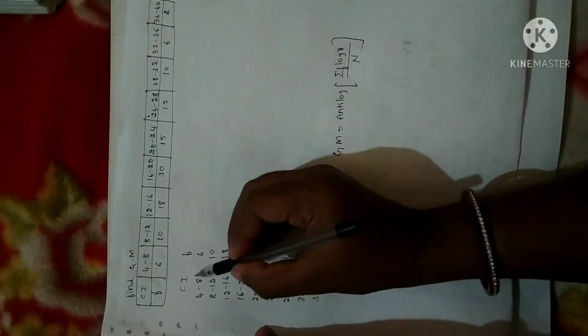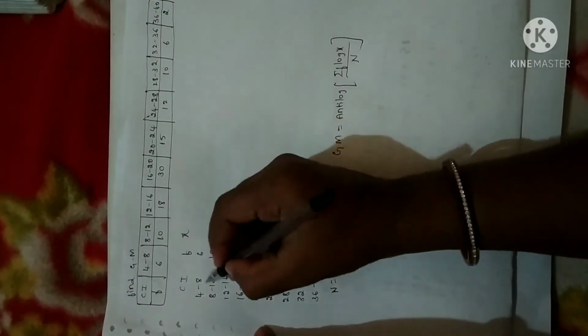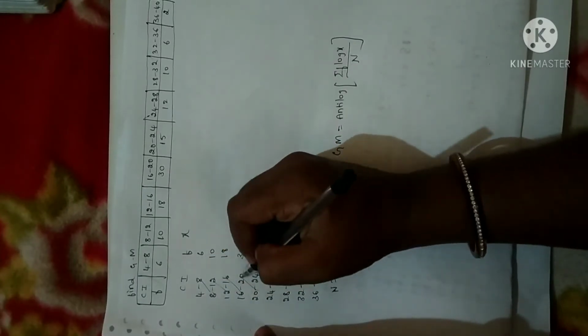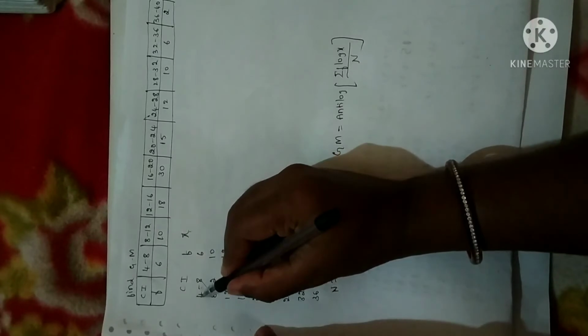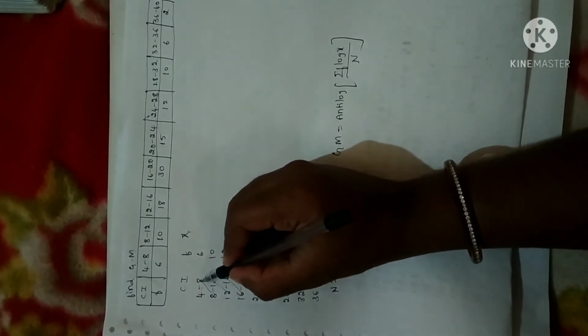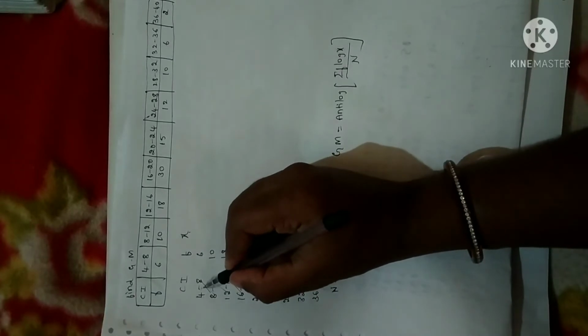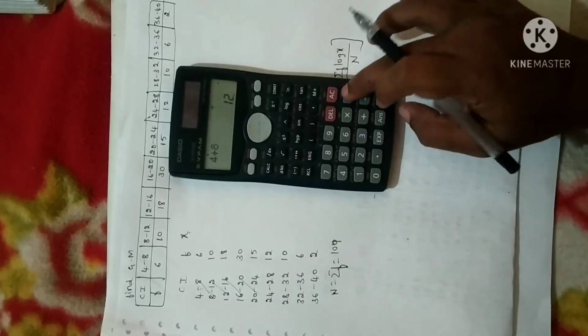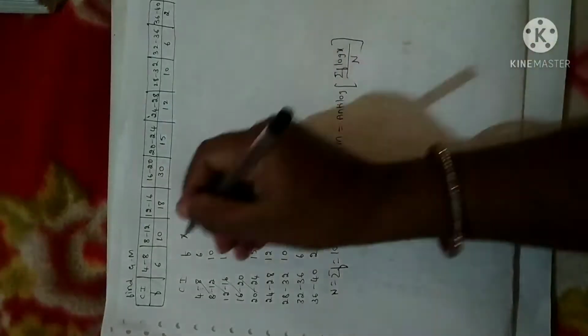Now what else we need to find is the x value. Before finding log x, I need the x value, and before finding the x value make sure there is continuation of data. In this problem there is continuation of the given data, so I can find the x value by adding these two, that is 4 plus 8 and divide it by 2. So you have to add the given class interval and divide it by 2. So 4 plus 8 divided by 2 gives us 6.